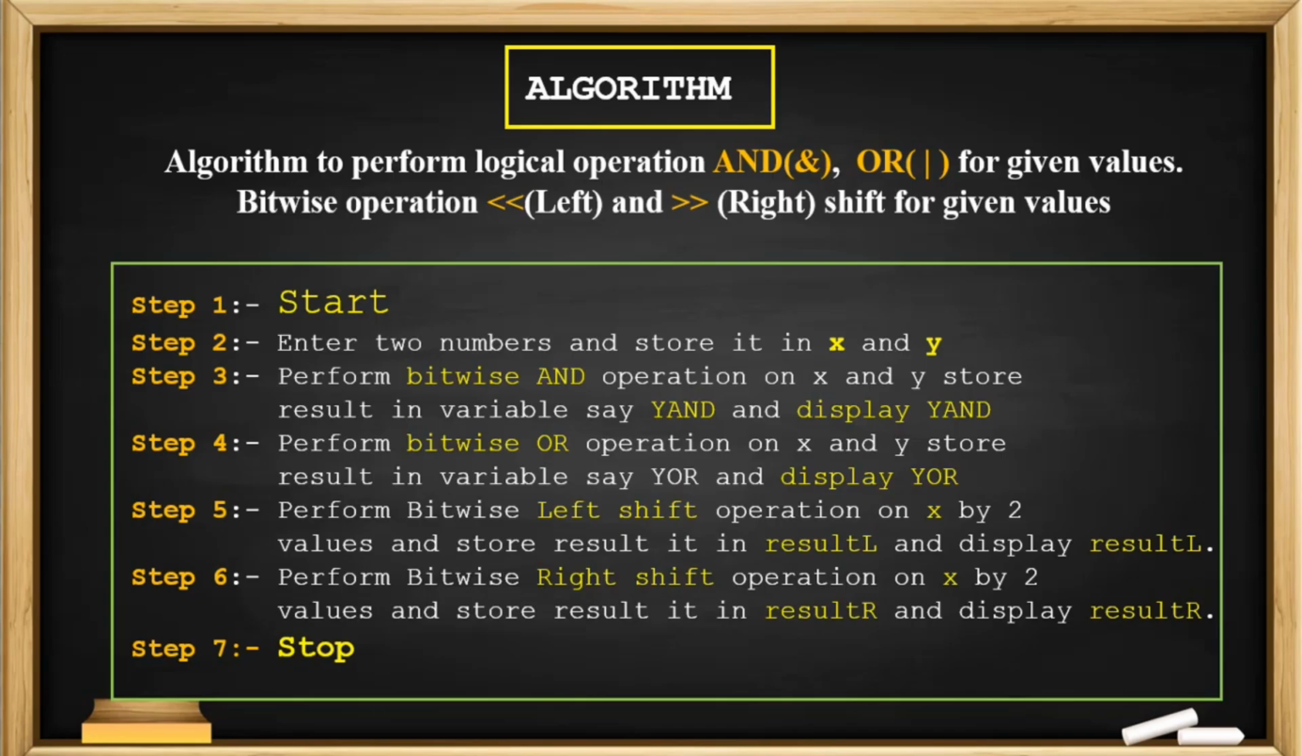In step 4, we shall perform bitwise OR operation on variables x and y and display its result. In step 5, we shall perform bitwise left shift operation on x by 2, later store and display resultant value. In step 6, we shall perform bitwise right shift operation on x by 2 and store and display resultant value. Last step, that is step number 7, is stop.